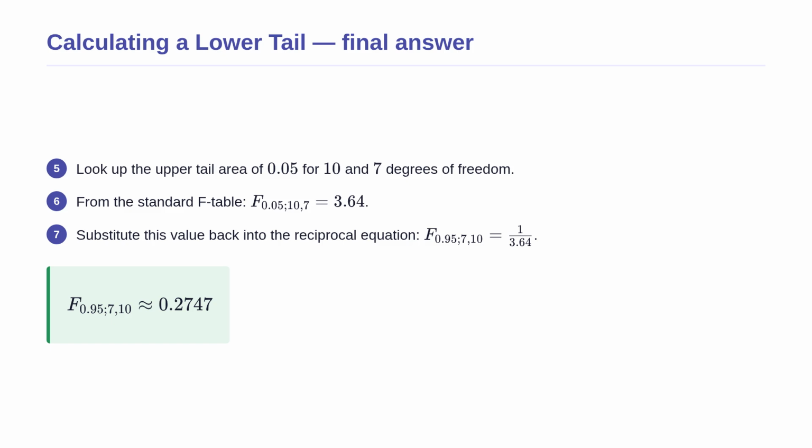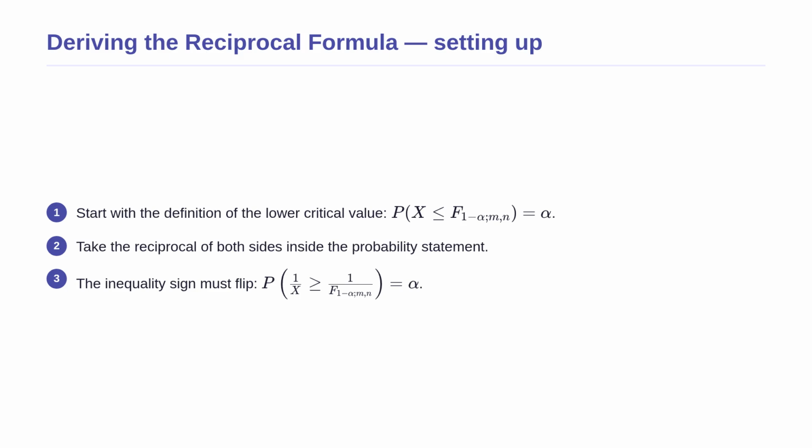We substitute this value back into our reciprocal equation. Now we just need to do a simple division of 1 divided by 3.64. This gives us approximately 0.2747. Physically, this means there is exactly a 5% chance that a randomly selected ratio of variances from this distribution will be less than 0.2747. Now that we have successfully used this formula, let us understand exactly where it comes from.